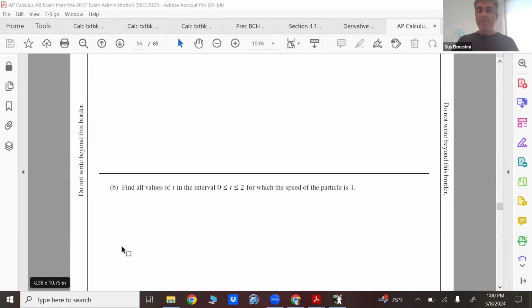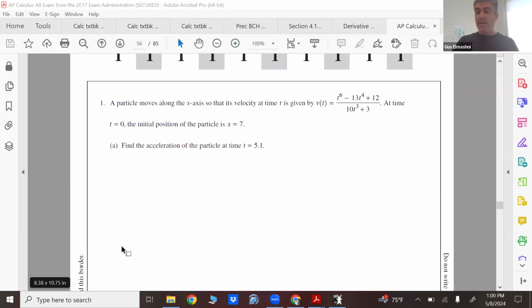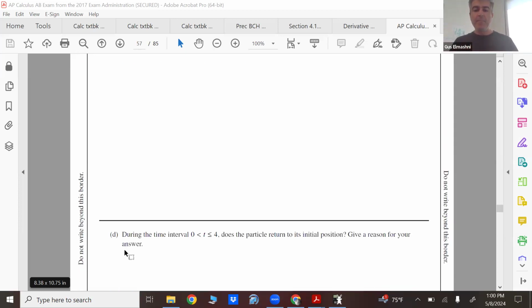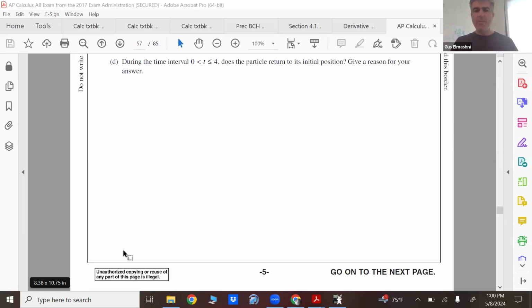Speed, we talk about the absolute value of velocity. You should be able to do that. That's not hard. But position requires an antiderivative, because now you're going from velocity to position. You have not learned that yet. You will learn that this fall. That's another one you'll have to do in the fall.